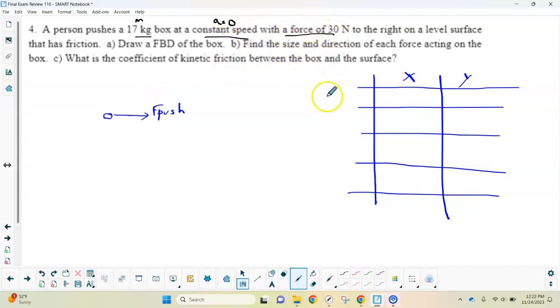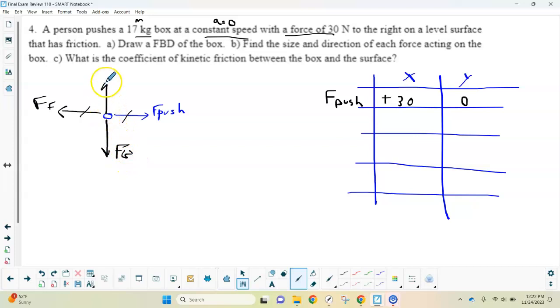30 Newton force going to the right. So I'm just going to label this the push. And it's 30 going to the right, so this would be positive 30. And it's not pushing up or down, so that would be 0. It's on a level surface that has friction. So there's friction acting here. And if it's moving at a constant speed, those friction force and that pushing force are going to have to be balanced.